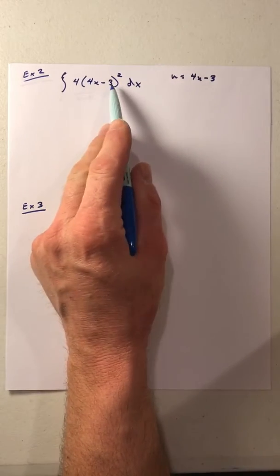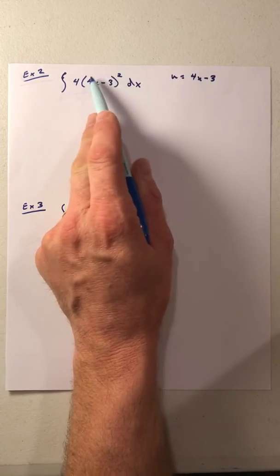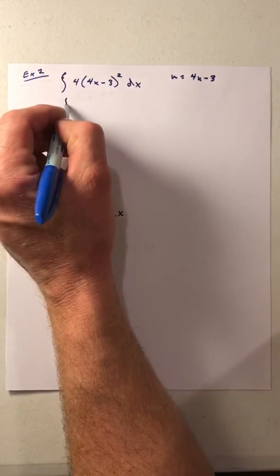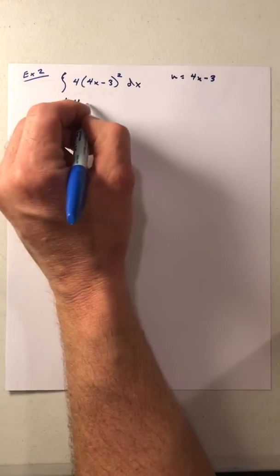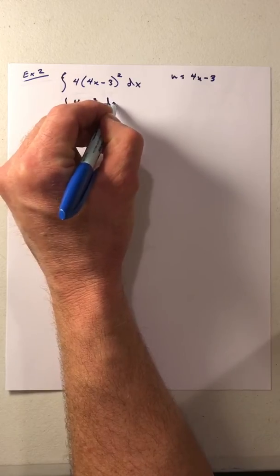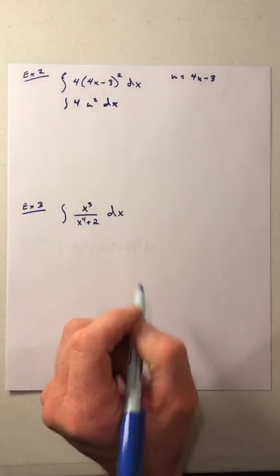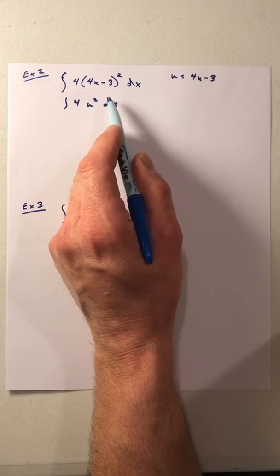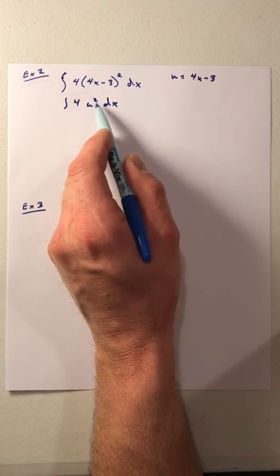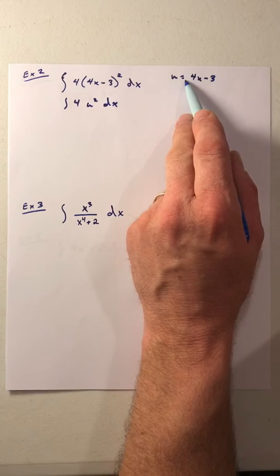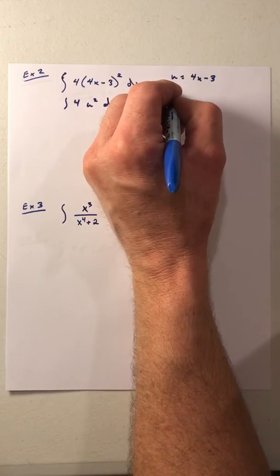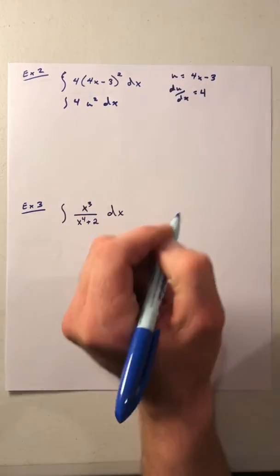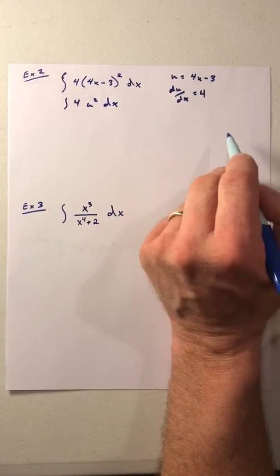Again, we're going to notice that 4x minus 3 is the inside of that quantity. So if I come back to my integration, I end up with 4 u squared dx. Again, our variable of integration and our variable within the integrand are different. So to get them to be the same, I come back to my u. I'm going to find the derivative of it. So again, du dx is going to equal 4. Derivative of 4x minus 3 gives us our 4.